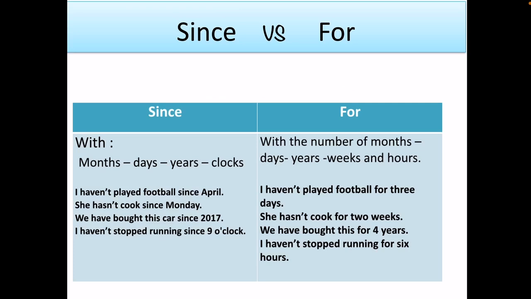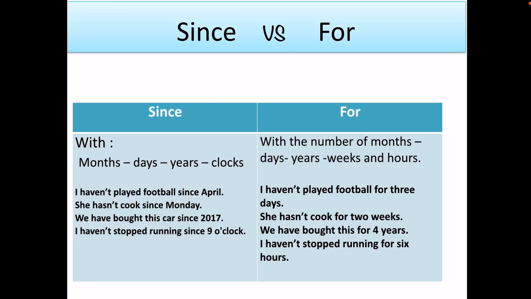And for with a number of months, days, years, weeks or hours. For example, I haven't played football for 3 days. She hasn't cooked for 2 weeks. We have bought this for 4 years. I haven't stopped running for 6 hours. For 3 days, for 2 weeks, for 4 years, for 6 hours.